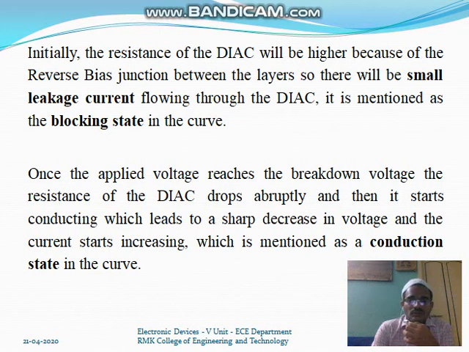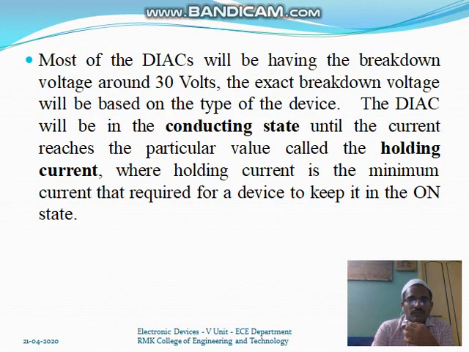Right, so this is the working of the particular DIAC. Most DIACs will have a breakdown voltage around 30 volts, and the exact breakdown voltage will be based upon the type of the device, and it also depends upon the amount of doping. The DIAC will be in the conducting state until the current reaches a particular value called the holding current, which is the minimum current required for the device to keep it on. Right, so this is about the DIAC operation.